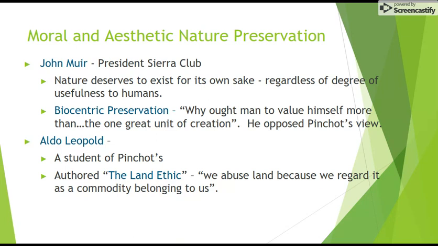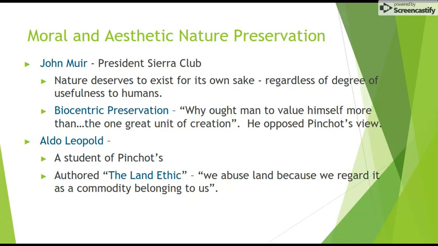Looking at moral and aesthetic nature preservation, we can look at the Sierra Club. Nature deserves to exist for its own sake. It's there. It deserves to be there. It will always be there whether we're there or not. Its usefulness to humans should not define whether or not a natural area should be preserved. Right? So we look at deserts, not a ton of use to us. That does not mean that they shouldn't exist under this moral and aesthetic nature preservation.